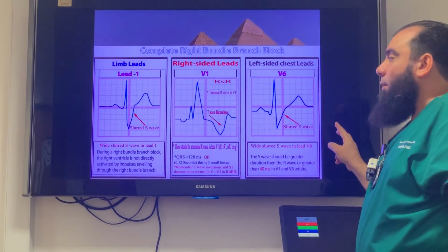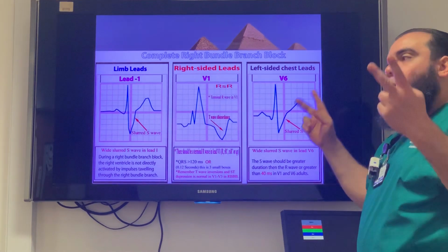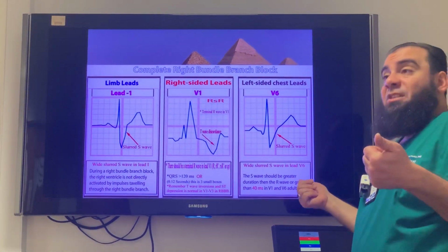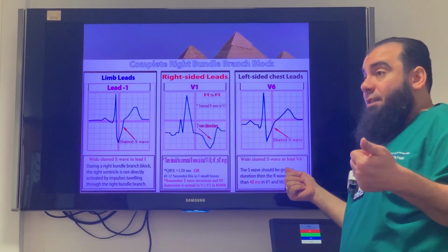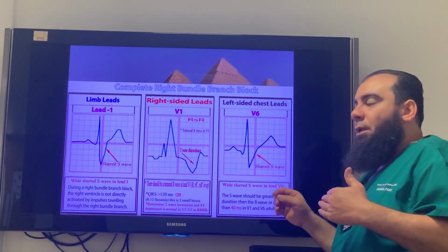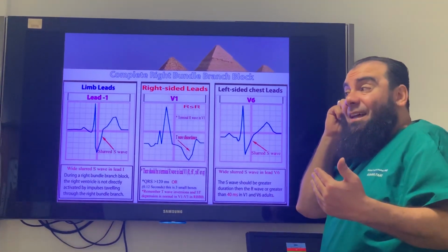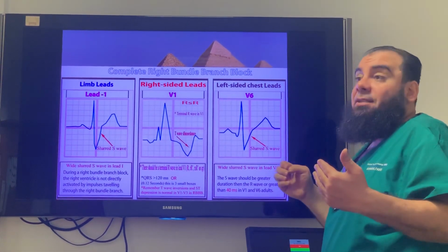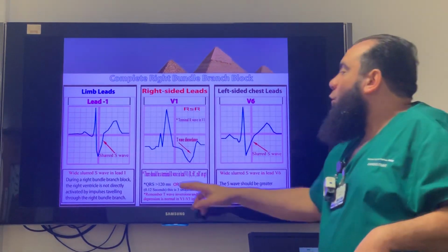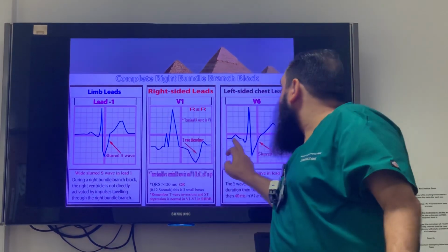Is it more clear? Okay, so we have two criteria for right bundle branch block. One of them is the M shape in V1, V2, RSR dash, with the R dash component being wide. The other one is the slurred or wide S wave in the lateral leads, lead 1, AVL, V5, and V6, due to the delay in right ventricular activation.